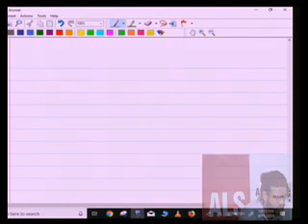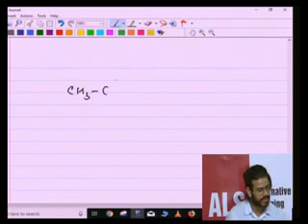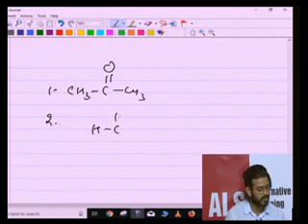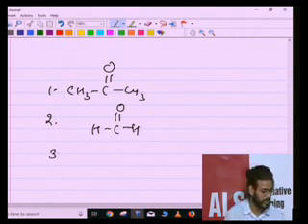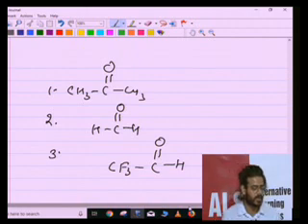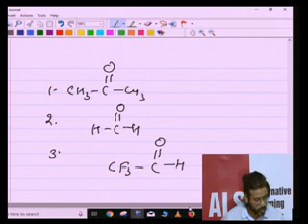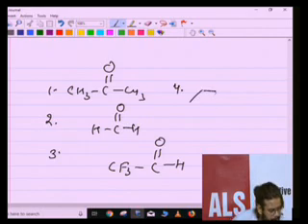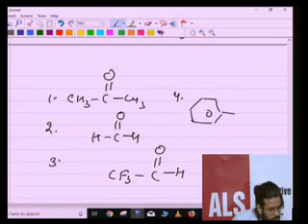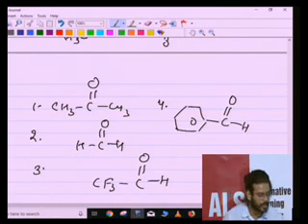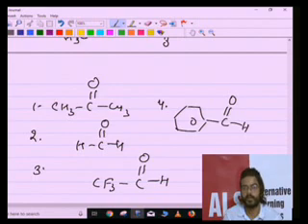Okay, so I'm giving a question. I'm writing some molecules here. The first one is CH3C double bond O CH3, which is a ketone. Let's say this is molecule number 1, and the other one is HC double bond O H. This is formaldehyde, you already know this. And the third one is CF3 C double bond O H, which is the tri-substituted aldehyde with fluorine. I'm adding one more molecule here: a benzene ring with C double bond O and H. Now my question is, out of these four, choose the molecules which would not show the aldol condensation.